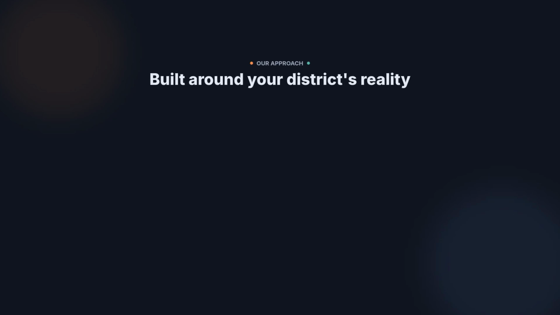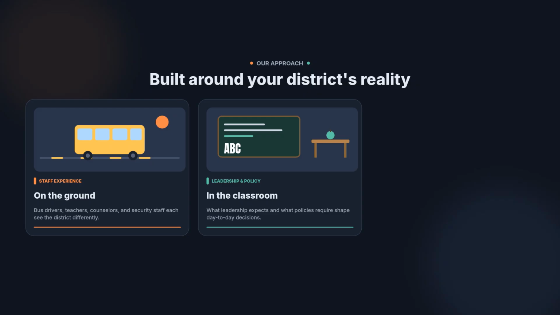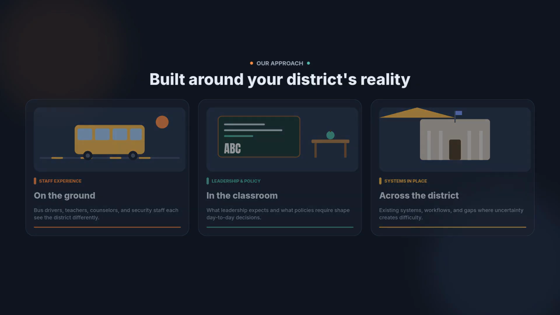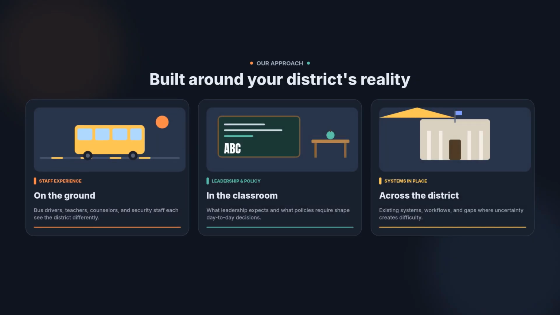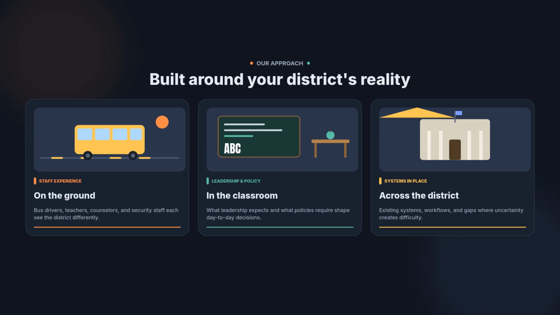Schools are not interchangeable, and staff roles are not interchangeable. A bus driver, classroom teacher, coach, counselor, front office professional, administrator, and security employee notice different things and hold different responsibilities. That is why we do not begin by simply inserting a school's logo into a generic course. We begin with the school's reality: what staff experience, what leadership expects, what policies require, what systems already exist, and where inconsistency or uncertainty is creating difficulty. The goal is training that feels recognizable, respectful, and usable on the job.